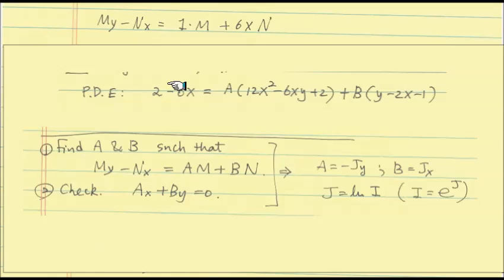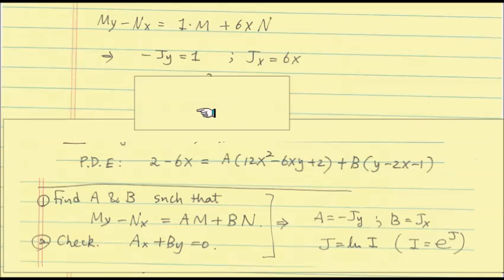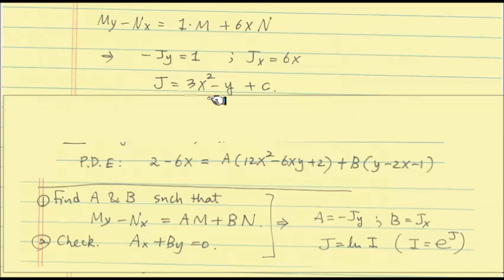Then we're going to set negative jy as a, and 6x as jx, and you'll be able to figure out a j, and that integrating factor is e to the j. So here's that process. The negative jy is this a, which is 1, jx matches 6x. So if you integrate and check these conditions, you will arrive here. So j will be 3x squared minus y, and you can easily check this actually satisfies that.